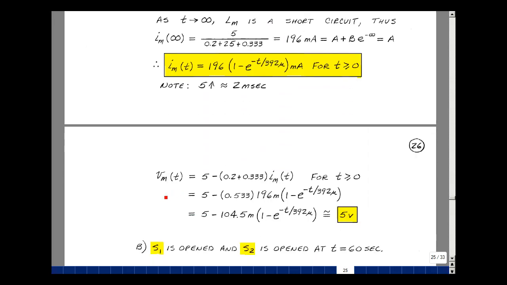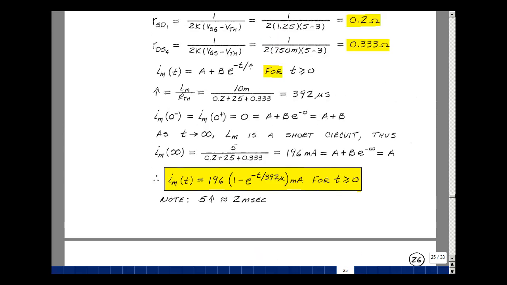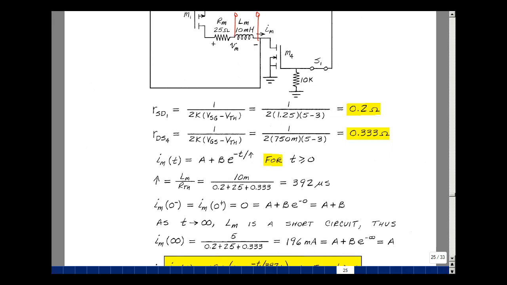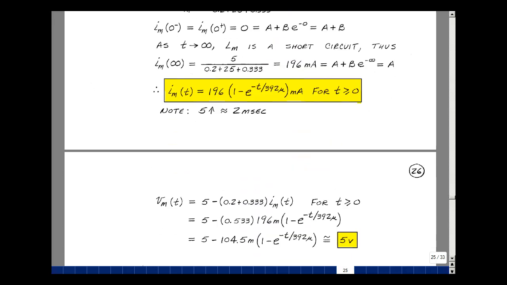What's the voltage across the motor? Go back into our schematic. Take this short circuit off of here. Voltage across the motor is going to be this node voltage minus this node voltage. And this node voltage here is going to be minus the drop across here, so minus the resistance of 0.2 times the current in the inductor, plus 5, and then minus this node voltage, which is going to be the current in the inductor times 0.333. And that's this equation on the next page.